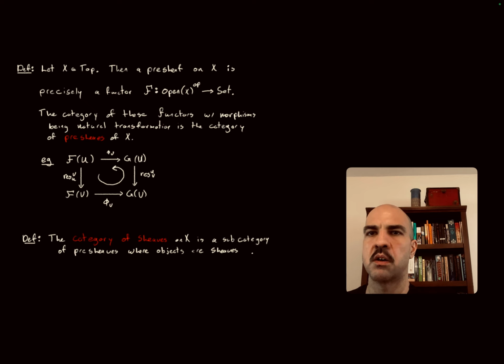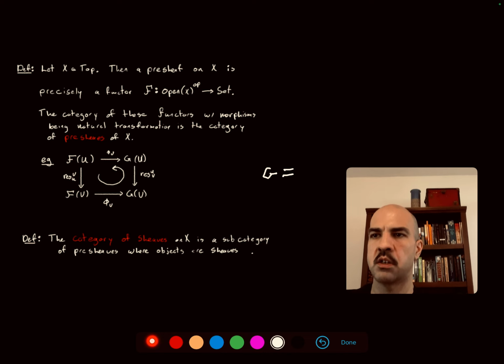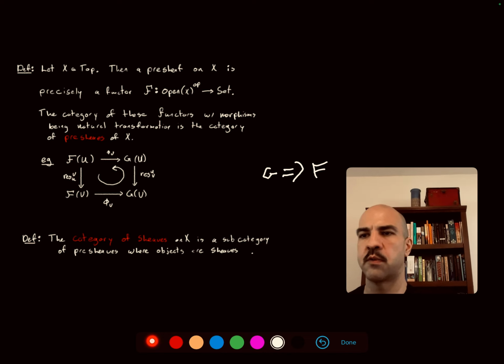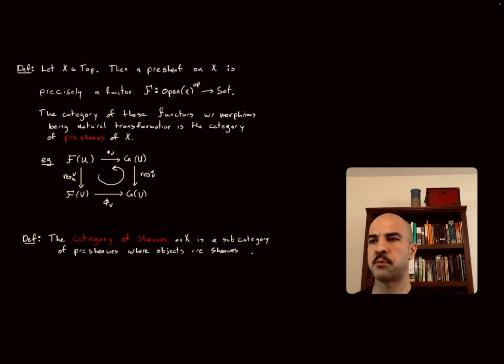So the objects in this category of pre-sheaves are just the functors, and we have natural maps between them. So in this category of pre-sheaves, we have G with a natural transformation to F. Those define our morphisms in the category of pre-sheaves. There's a little bit more work to do here, where we have to show there's identity and such, but for the purposes of this, we're just going to note that there is a category of pre-sheaves, and then we're going to define the category of sheaves on X to be the subcategory of pre-sheaves where the objects are also sheaves.